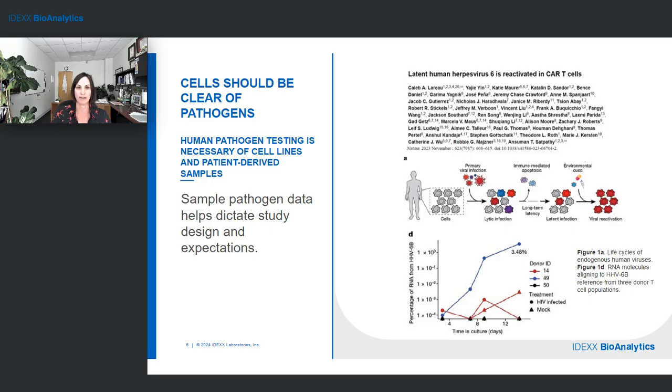The same is true of human pathogens. There's recent evidence in the literature showing there can be reactivation of latent herpes viruses in cell culture. This can be a challenge in donor source cells. This 2023 publication here shows in figure 1 just a quick review of the viral life cycle in humans, where following primary infection, you have long-term latency that can be then reactivated with particular environmental cues. And in figure 1D here, evidence of HHV6 reactivation from donor T cells. So again, these studies have huge value, and knowing the viral status of the cells is extremely important.